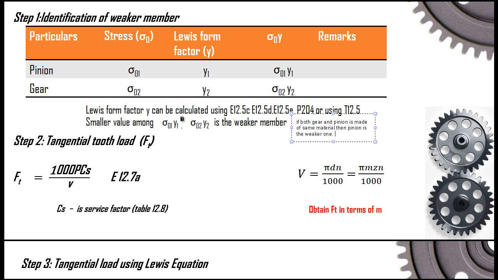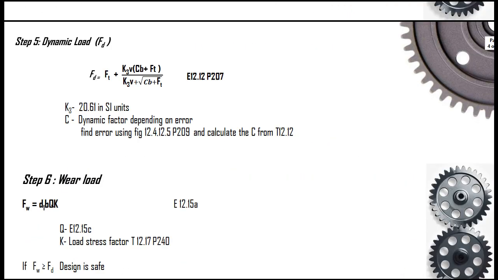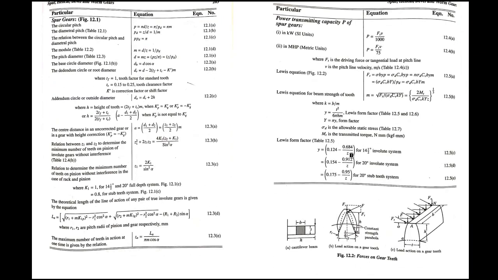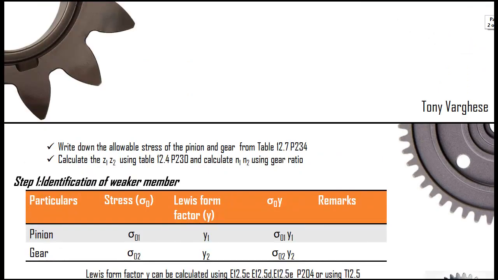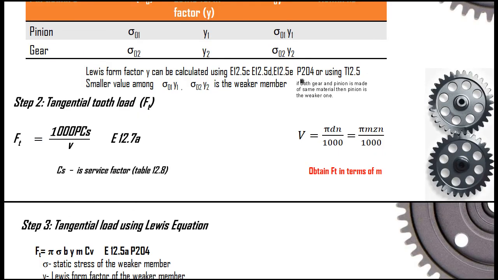How? Because for the same material, sigma 1 and sigma 2 will be the same. So the only deciding parameter is y1 and y2. Among y1 and y2, y1 is going to be smaller, because if you refer to the equation, you can easily understand: if z1 is smaller, this ratio is going to be large and the difference is going to be small. Obviously y1 is going to be smaller compared to y2. So for the same material assumption, definitely the pinion is going to be the weaker member.